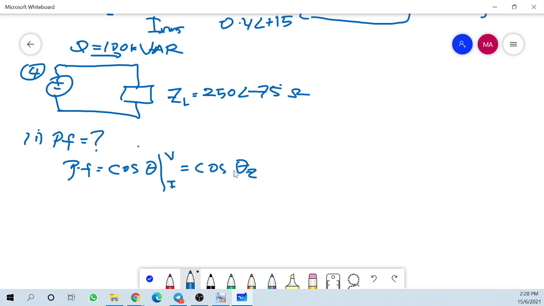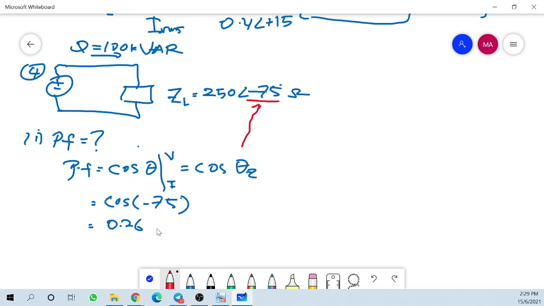We already discussed the angle of Z before. In this case, the angle of Z is given: angle of Z equals minus 75. So cos theta equals cos of minus 75, so the power factor equals cos 75, which is about 0.26.